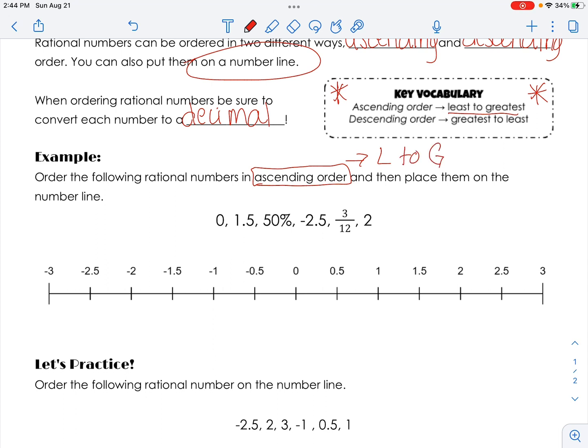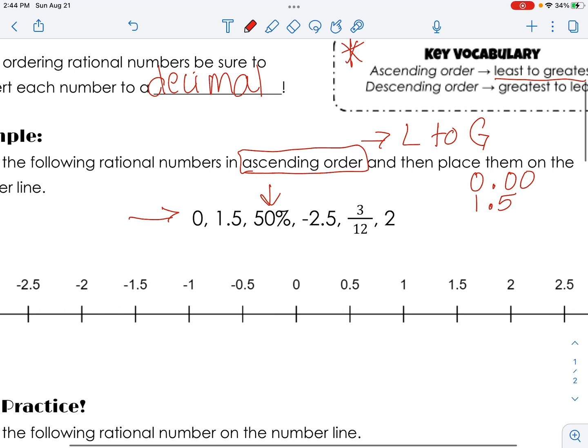All right, here we go. We need to make sure all these are in decimal form. So we have 0. Yes, that is already in decimal form. Then we have 1.5. We have 50%. Remember how to change 50% to a decimal? Good job. The decimal is at the end of the 0, and we go 2 places to the left. So we are going to have a half.